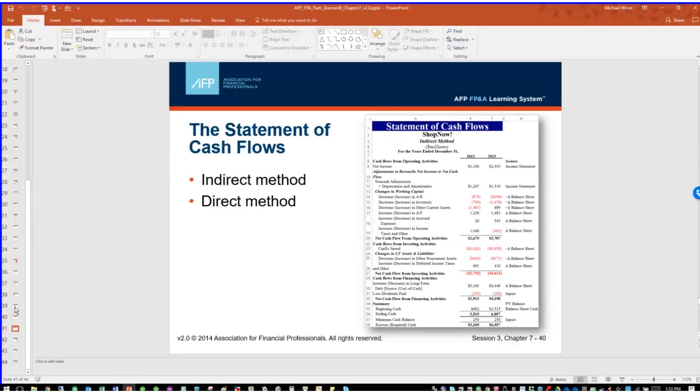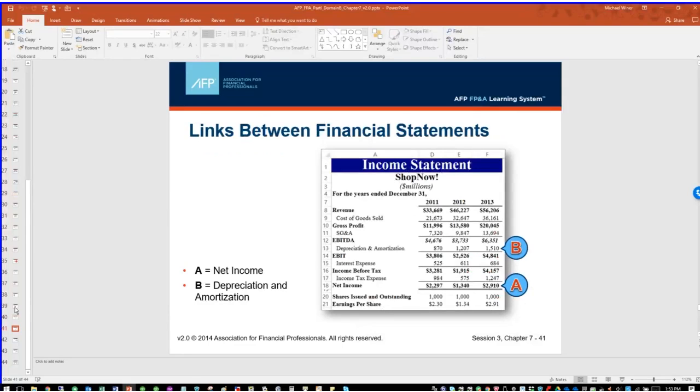Okay, we talked about the indirect method. At this point, we're going to start to describe, I think it runs for about 3 or 4 more slides, how these statements are linked, because we'll find that the income statement and the balance sheet are all linked to the cash flow statement. So right now, we're just going to annotate or start to show you lines on the income statement and give them a letter so that we can trace them to the cash flow statement at the end.